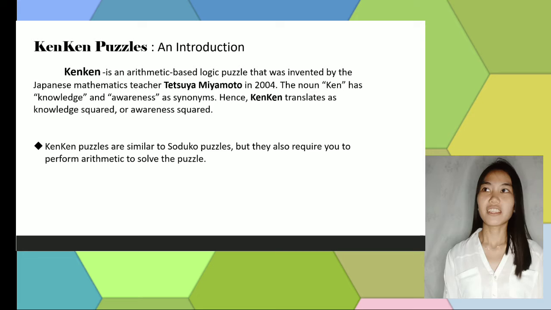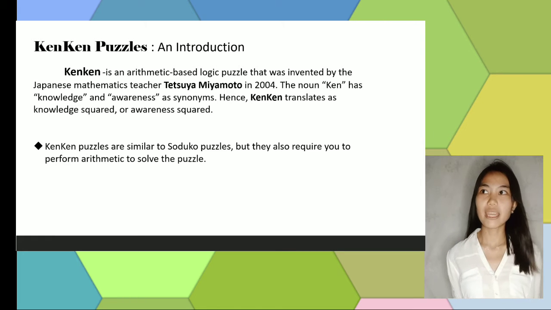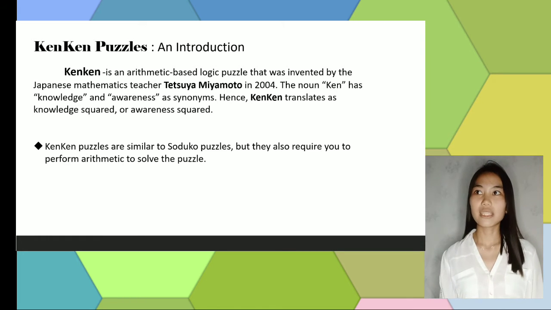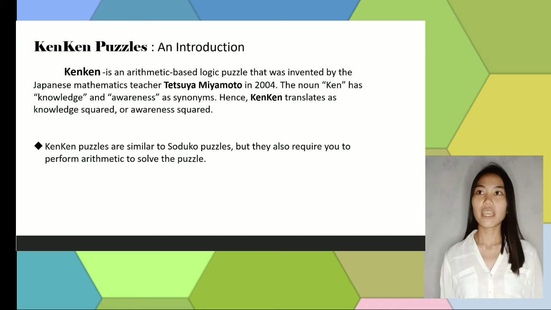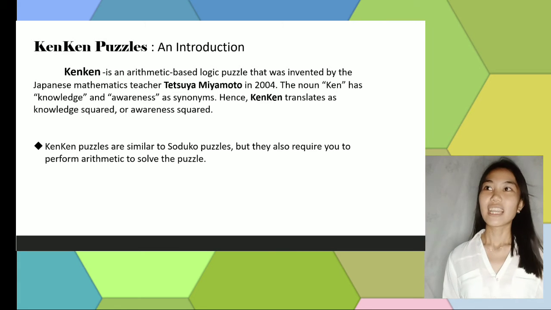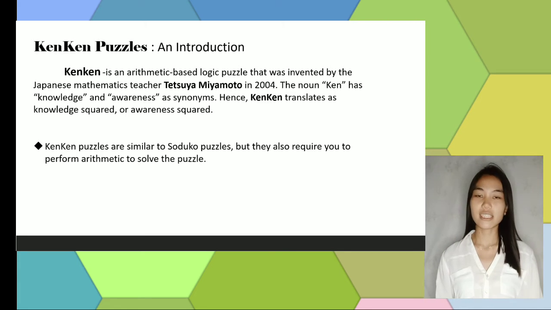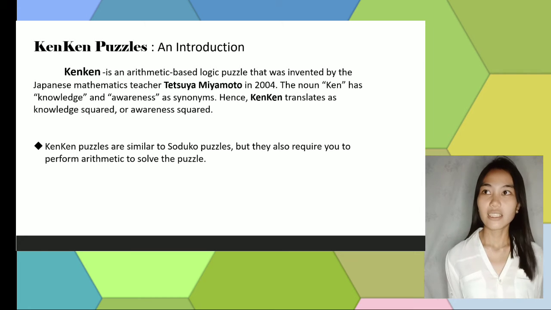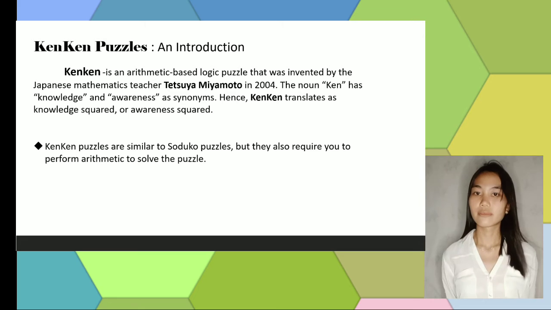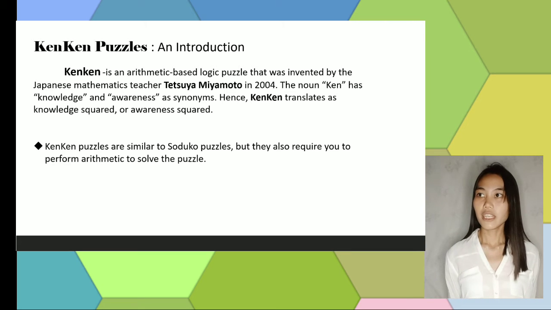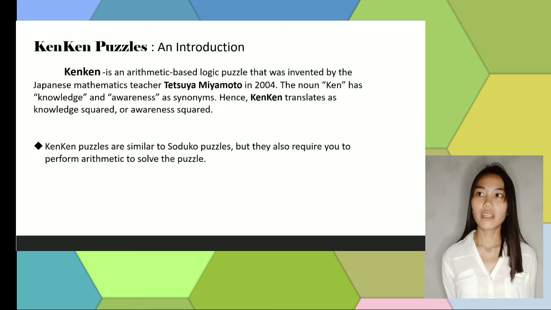KenKen puzzles, an introduction. KenKen is an arithmetic-based logic puzzle that was invented by the Japanese mathematics teacher Tetsuya Miyamoto in 2004. The noun ken has knowledge and awareness as synonyms, hence translates as knowledge squared or awareness squared. KenKen puzzles are similar to Sudoku puzzles, but they also require you to perform arithmetic to solve the puzzle.